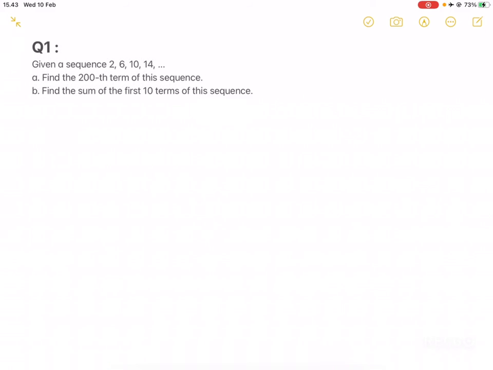Alright, we'll start things off very simple. For the first question, given a sequence 2, 6, 10, 14, and so on, we need to find the 200th term of the sequence, and then we need to find the sum of the first 10 terms in this sequence. Alright, let's do the A part first.